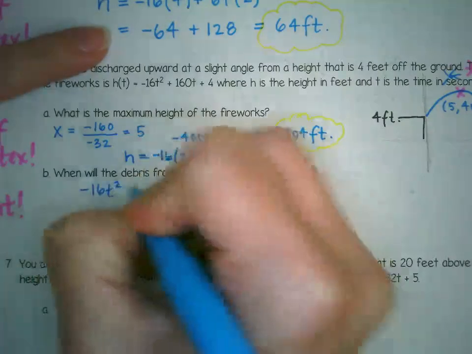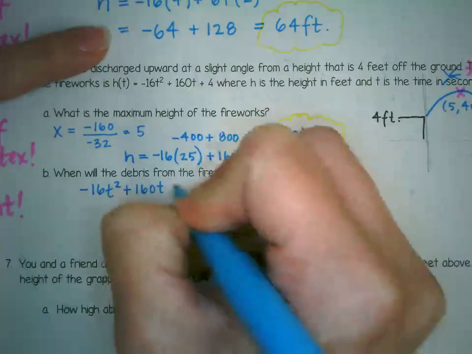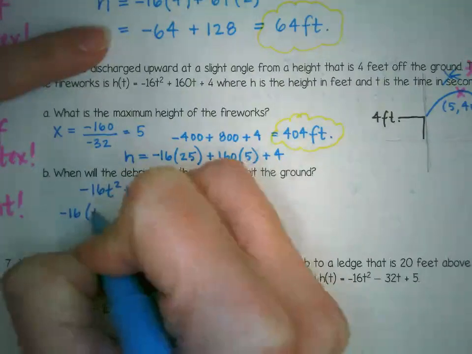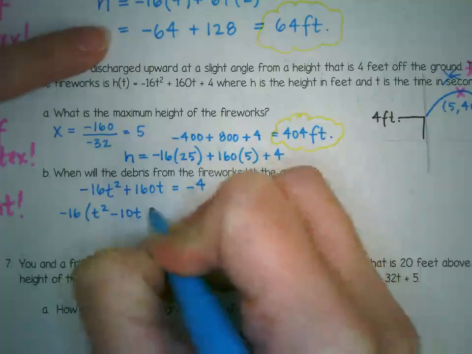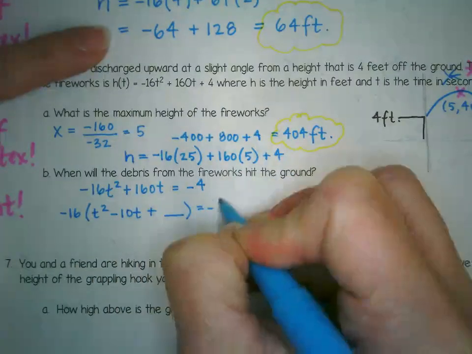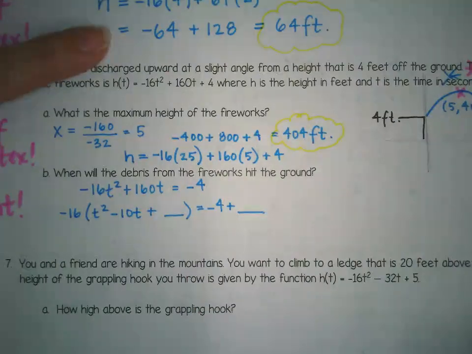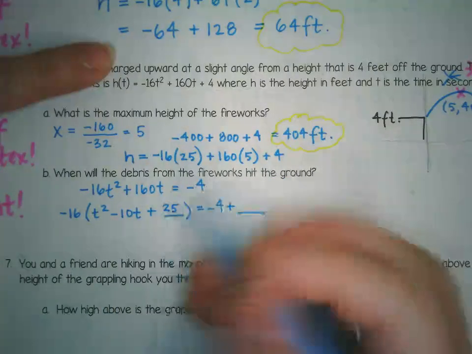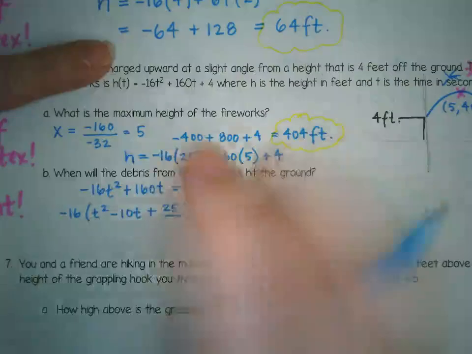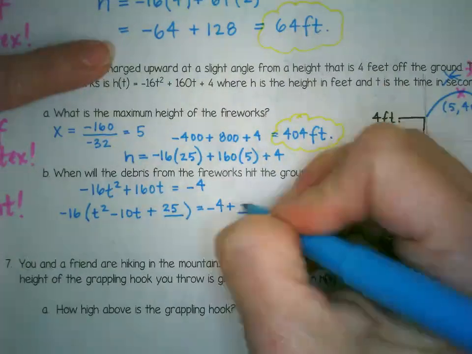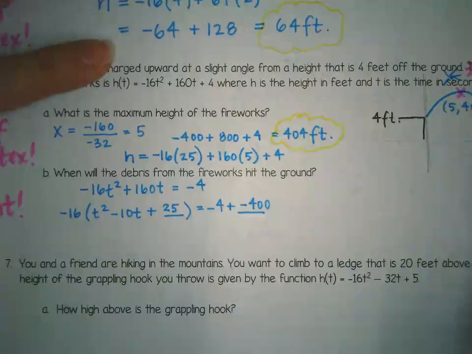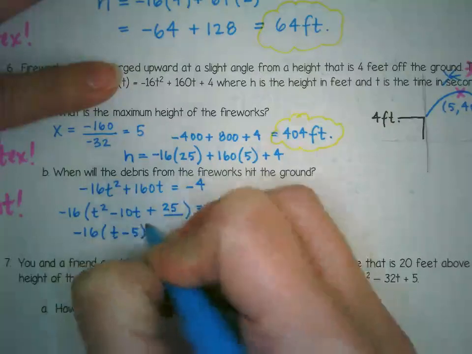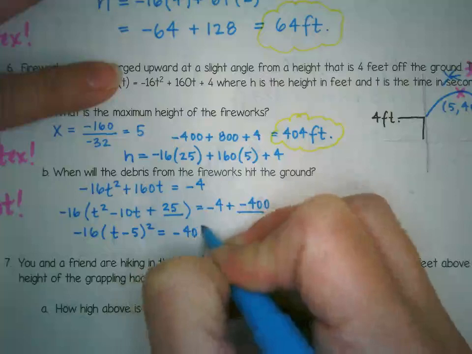Negative 16t squared plus 160t equals negative 4. I'm going to take out my leading coefficient here. So that's going to give me t squared minus 10t plus blank equals negative 4 plus blank. All right, my magic number should be 25, which if I multiplied 25 and negative 16, that would be negative 400. Now I can factor this to be t minus 5 squared equals negative 404.